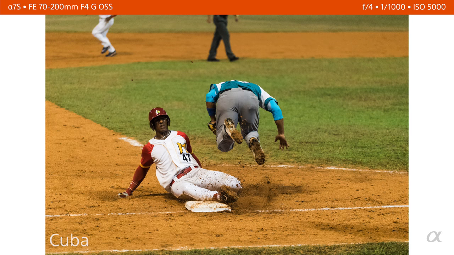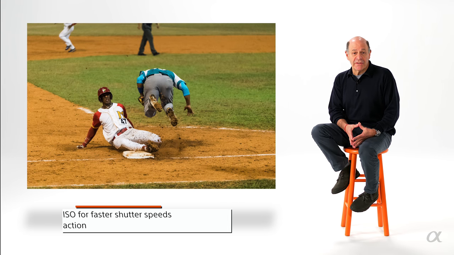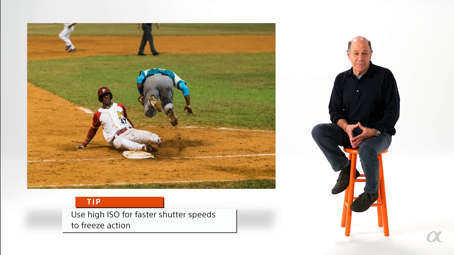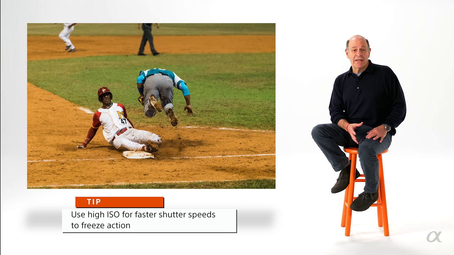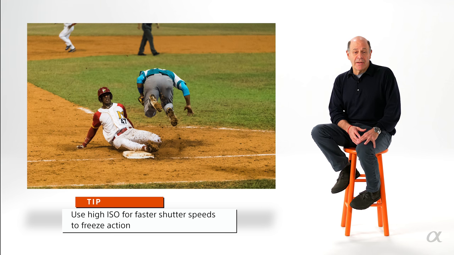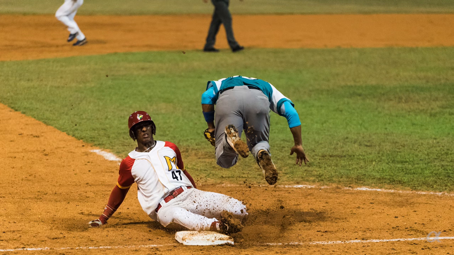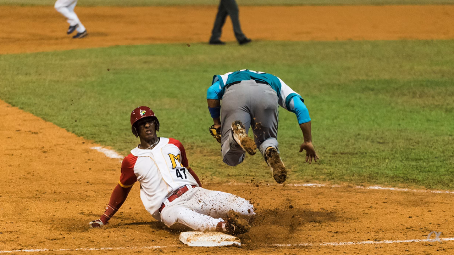I was shooting at a night game with the 70-200, and I wanted to cover the action. To capture the action and to freeze it, I had to use a high shutter speed, and because the stadium is not so well lit, I had to boost my ISO up to about 5,000. And with these Sony cameras, 5,000 is a piece of cake.